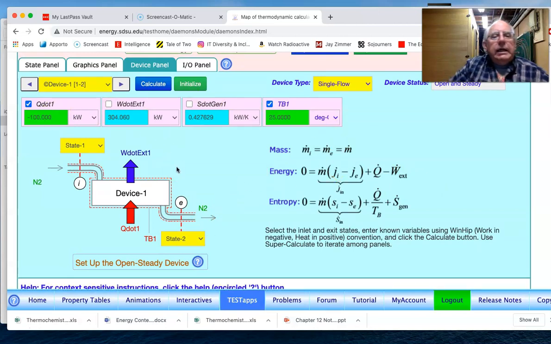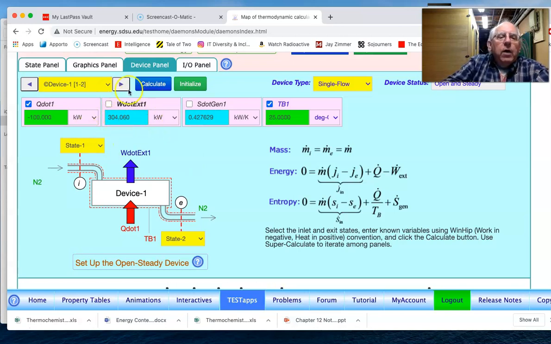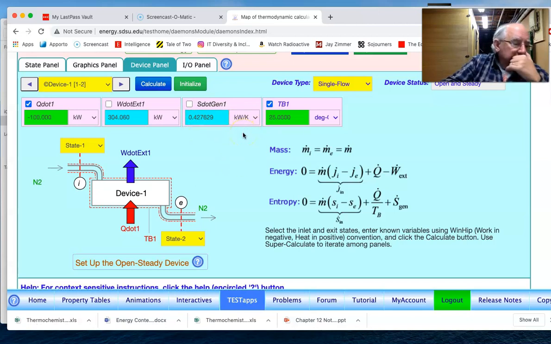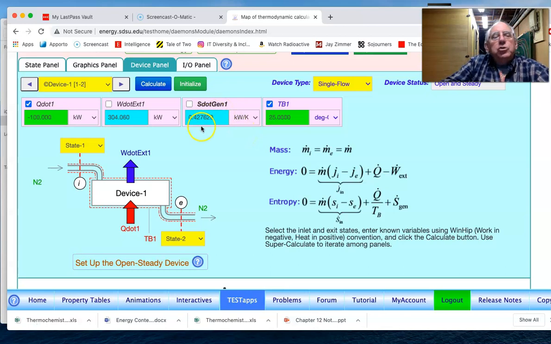So what we see then is that the amount of work done is a positive 304 kilowatts. And so this is a turbine. It's producing work. And it's not producing as much work as it would if it had been adiabatic, but it is producing some work. And the other piece of information is the S dot gen in the entropy balance equation, which is equal to 0.427 kilowatts per Kelvin.